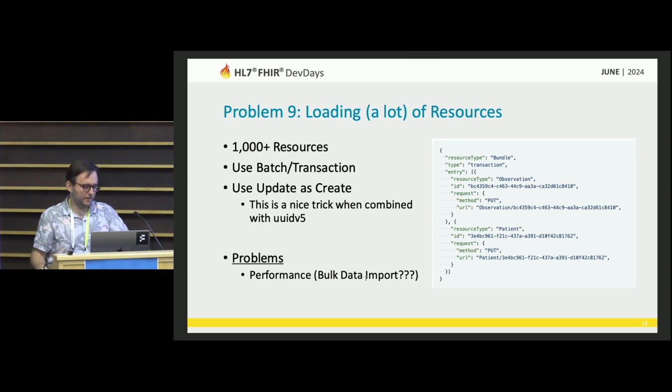Problem number 9 is now that we're ready, we've transformed, we've changed logical identifiers, we've solved the problem of extracting data. Okay, we may have 1,000 resources. We may have 10,000 resources. We may have 20 or 30,000 resources in patients with particularly long health histories.